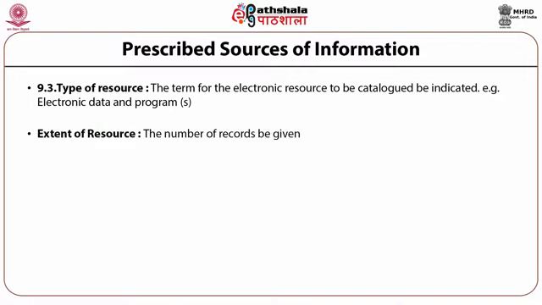Then what is the extent of the resource? The number of records is given in the electronic data. I am giving a simple example for your better understanding. Suppose one electronic data is there, data consists of files, you know. So, in the bracket you give one file, and it consists of records. One file, colon, 3000 records, then comma, how many bytes there are, whether it is 1 lakh bytes or 50,000 bytes, then close the bracket. So, if data is given, you should give it like this in your cataloging entry.